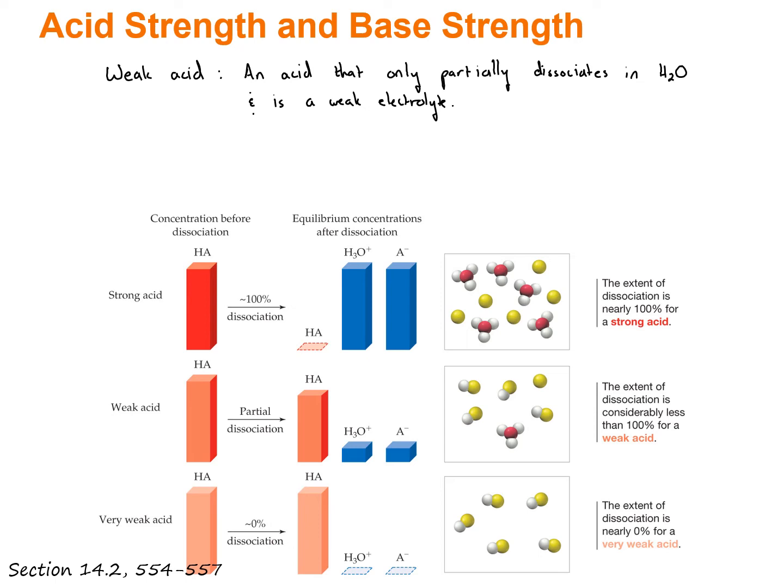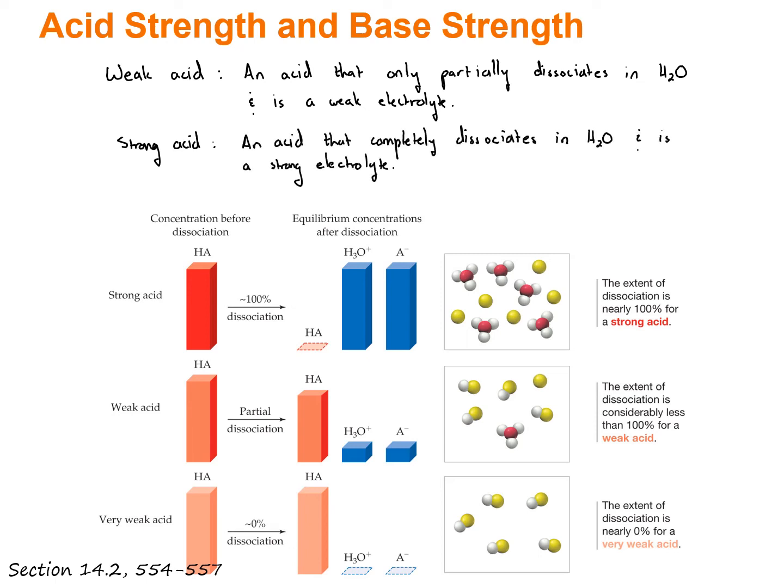weak acid. Now, if we have a very weak acid, that's something that almost has no dissociation whatsoever. And so you can see that in the very bottom row there, that bottom example, there's really no H3O plus or A minus shown. That is in contrast, of course, to a strong acid, which is going to dissociate completely in water and is considered a strong electrolyte.